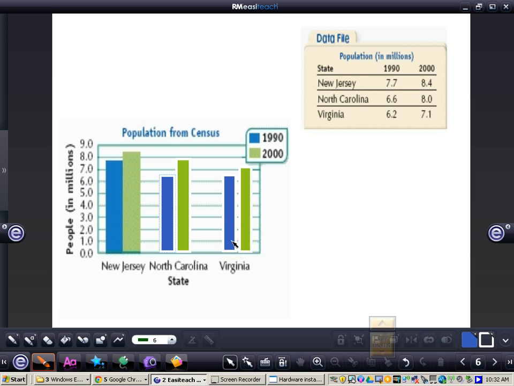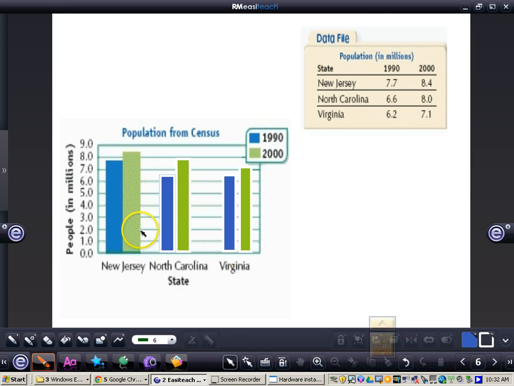Okay, Virginia, we can see that in 1990, 6.2 million. So that blue part is a little bit above that 6 because that's representing the year 1990. Okay, the census from 1990. And finally, in Virginia, we can see that in the year 2000 there were 7.1 million. We can see that the green part of my double bar graph goes a little bit above that 7.0 on the vertical axis.